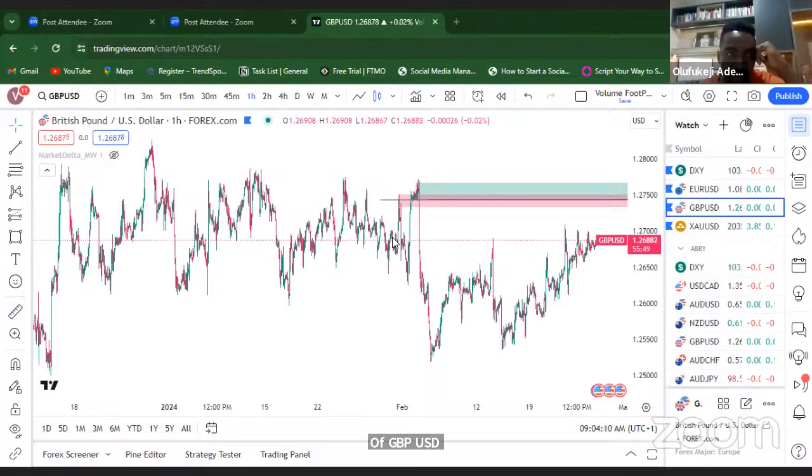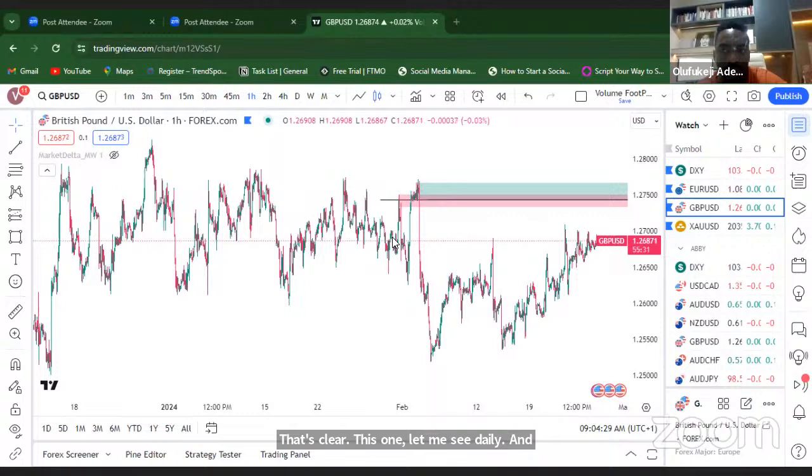Let's see the daily. We've not really seen that clear break. This is 1 hour. Let me see daily. Can you move it? I'm not seeing it, CJ. It's on 1 hour now. Have you moved it to daily?